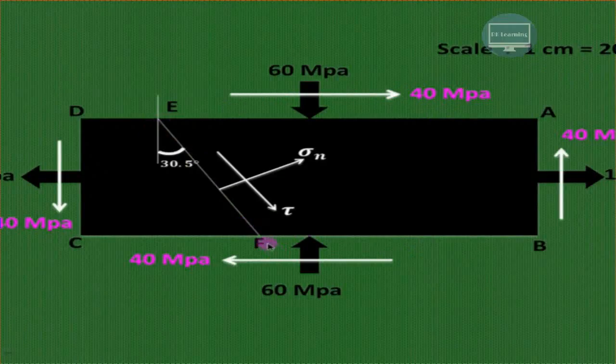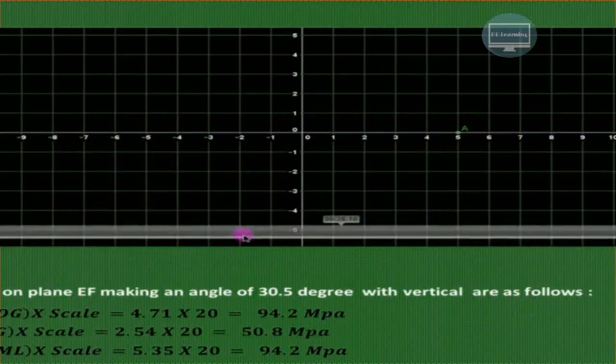Now let us consider any plane EF within the material making an angle of say 30.5 degrees with the vertical, as shown over here, and we want to find out the normal stress and the tangential or shear stress acting on this plane. We'll also find out the major principal stress, the minor principal stress, the maximum shear stress, and the normal stress on the plane of maximum shear. So let us start with the construction procedure for this.